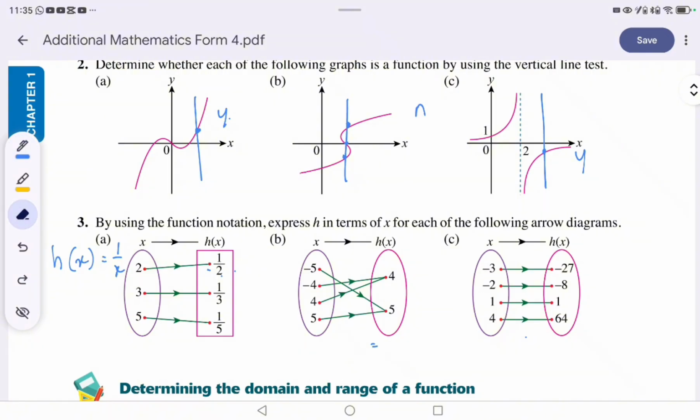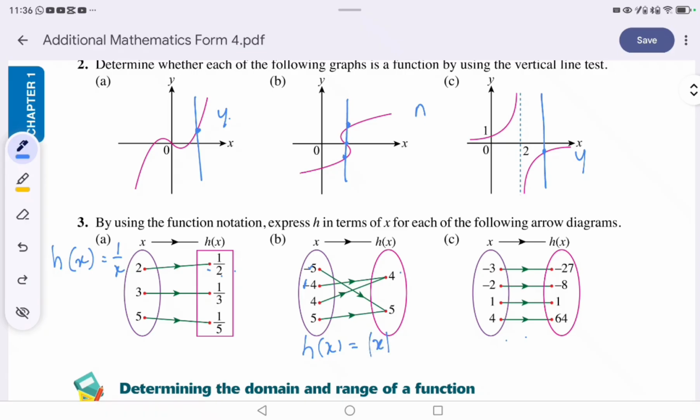How about this one? This one has negatives. Negative 5 equals 5. Negative 4 equals 4, 4 equals 4, 5 equals 5. So you need to remove this negative. To remove the negative, you need to write like this. h of x equals, if you want to remove the negative, you have to write like this.